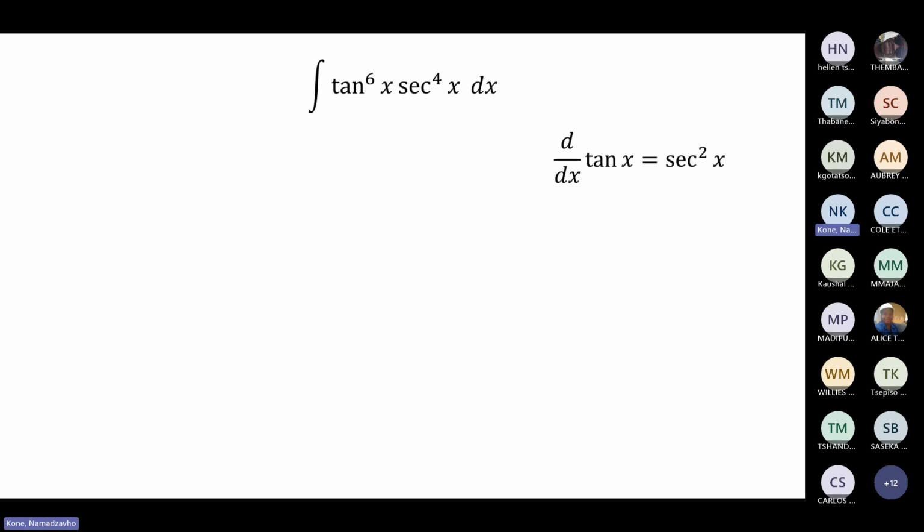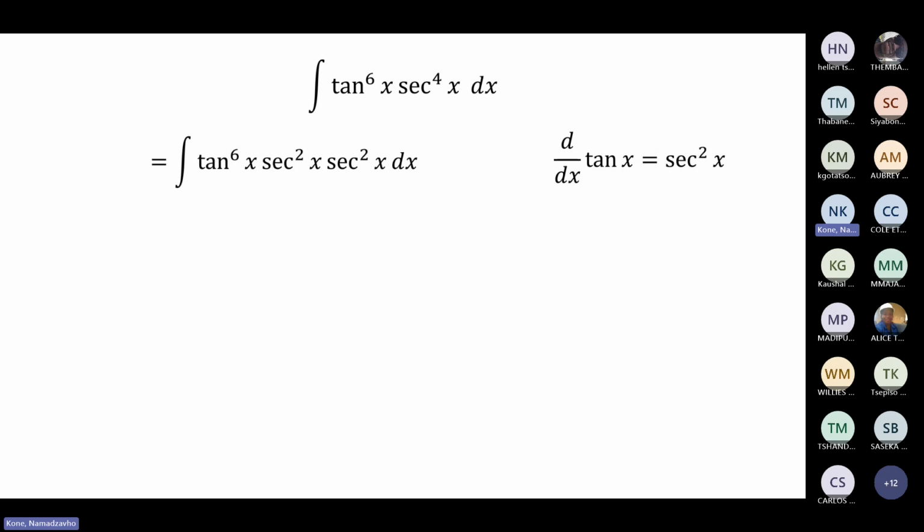And that is because of what you just mentioned, that the derivative of tan x is equal to sec squared x. Because of that, we are going to leave our tan to the power of 6x as it is, and we split the sec to the power of 4 in 2 parts. One part is sec squared x, another part is sec squared x. And that one sec squared x, we will keep it as a derivative.